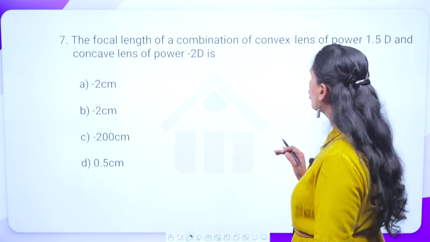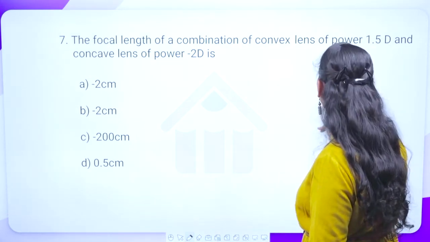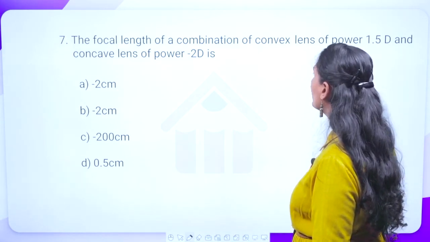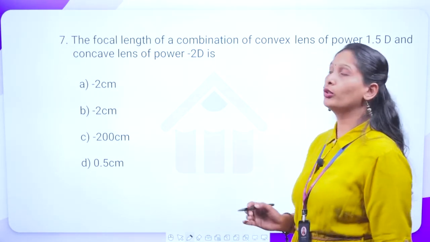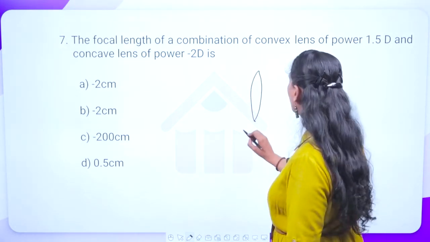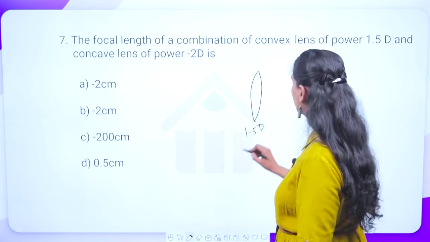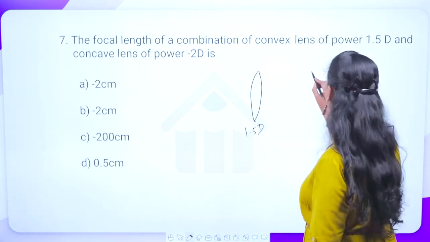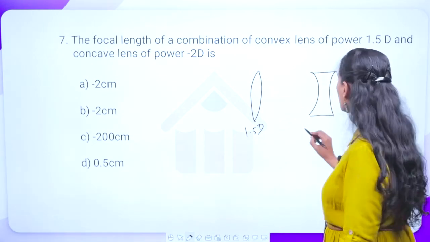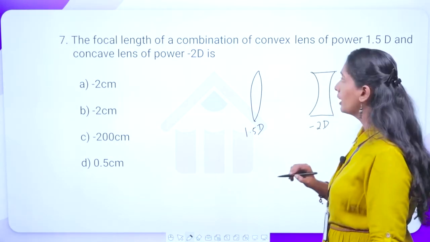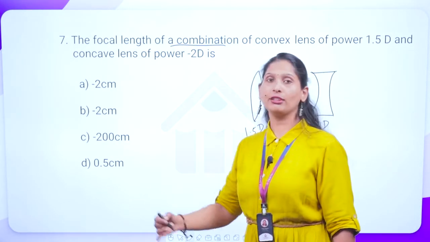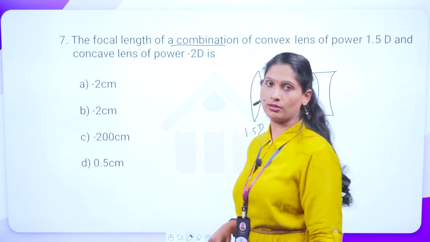The focal length of a combination of a convex lens of power 1.5D and a concave lens of power minus 2D is. So, you have two lenses, one is a convex lens and its power is given to be 1.5D, it is plus. And you have another lens, a concave lens, and for that the power is given to be minus 2D. You have to consider the combination of these two and find the effective focal length of that combination.